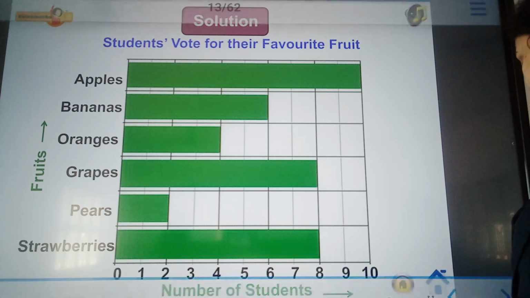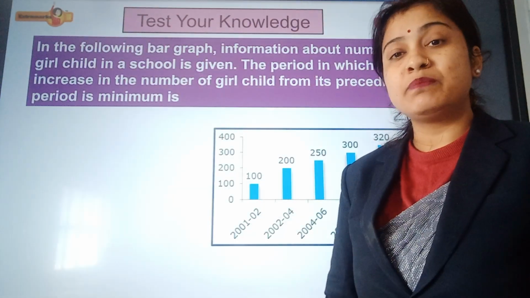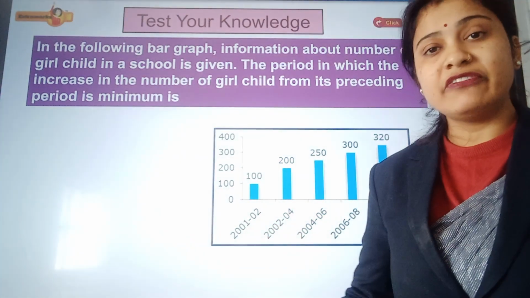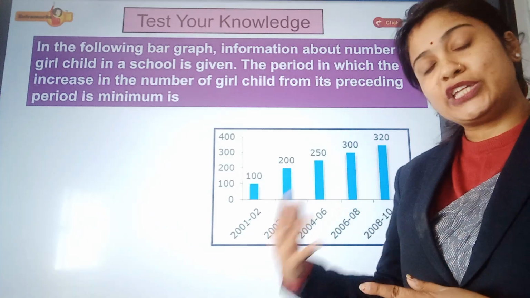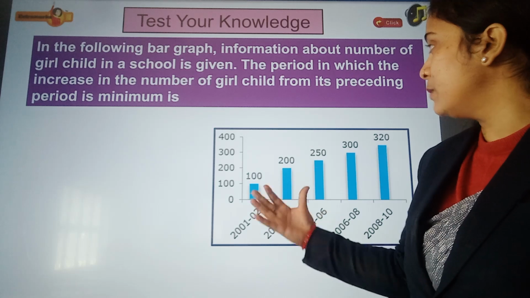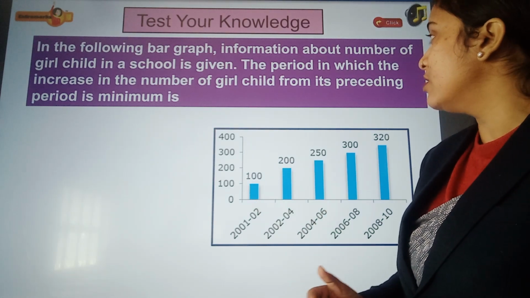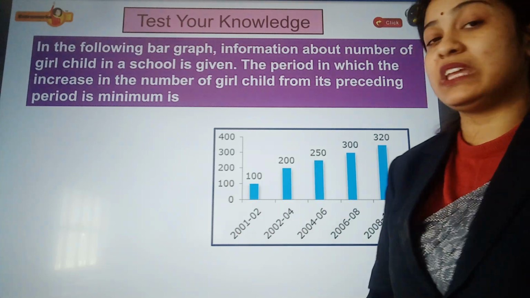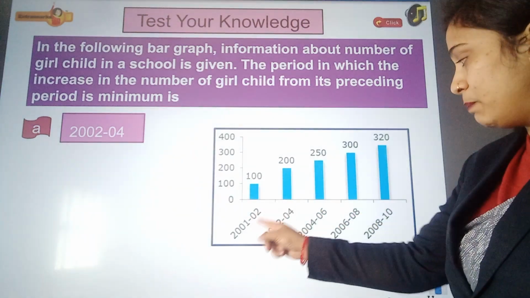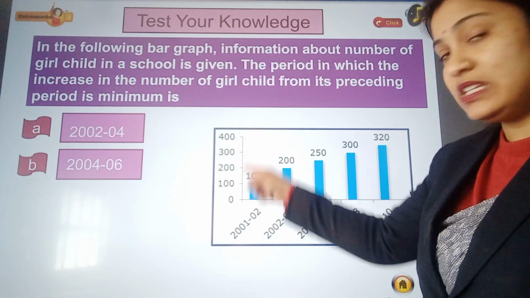Okay, now let us take one more example, and this is simply to test your knowledge. Here the bar graph is given, and you have to answer accordingly by looking into the graph very carefully. It is asking you to tell the period in which the increase in the number of girl child from the preceding period is minimum. Now see, along the x-axis the range for the periods or years is given, and along the y-axis the frequency is given.